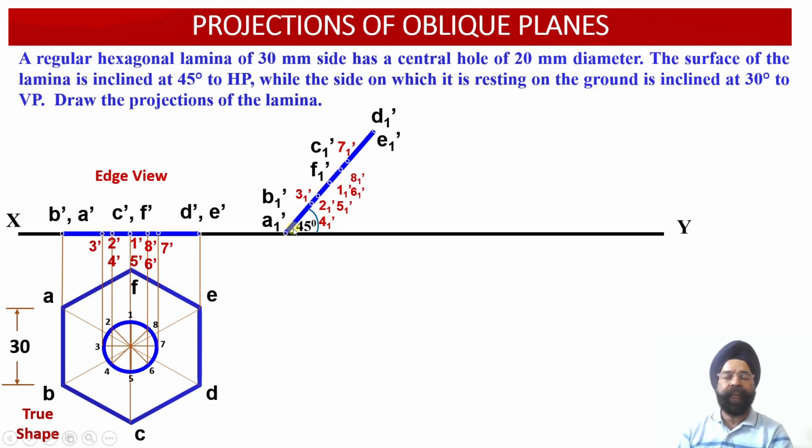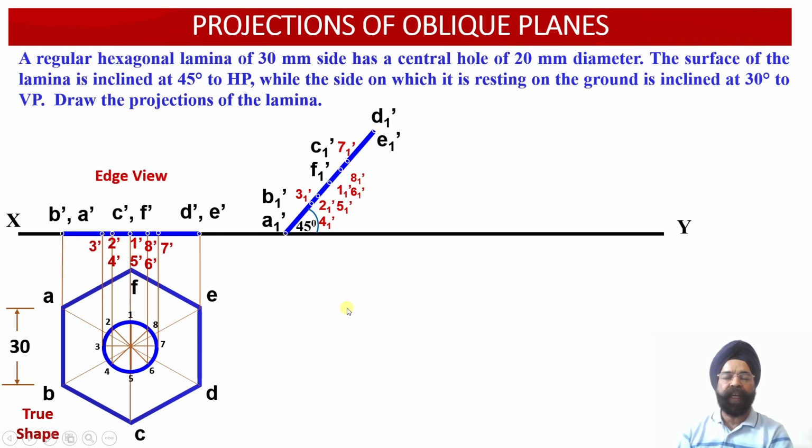Now, having obtained the front view projections of this hexagonal lamina with a hole into the vertical plane, we have to draw the corresponding top view projections of this particular lamina onto the horizontal plane. That is, the apparent shape projections of this lamina will be available in the top view projections over here. Why will the apparent shape be available? Because the surface of the lamina has been inclined at an angle of 45 degree with respect to the horizontal plane.